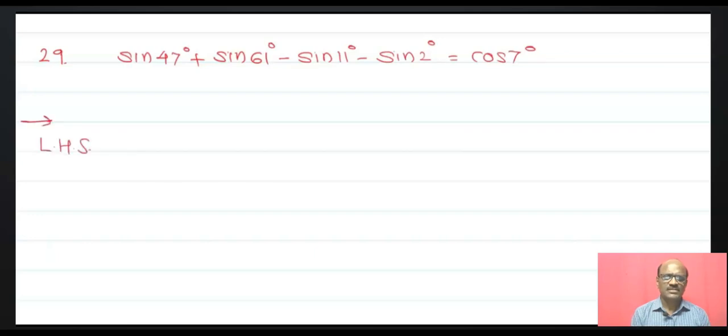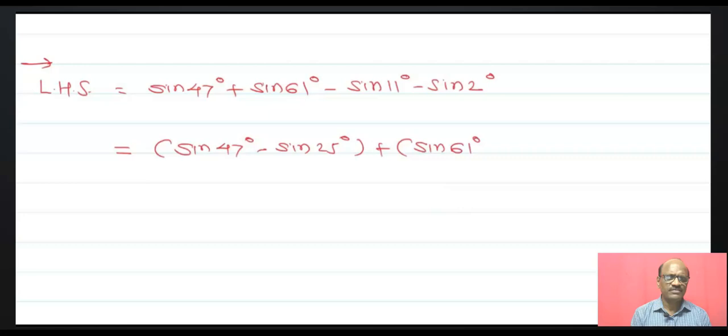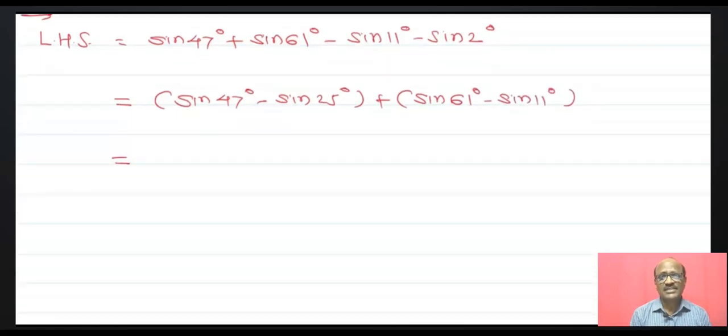Now again, this is a very important and tough example: sine of 47 plus sine of 61 minus sine of 11 degree minus sine of 25 degree. Here we will apply the formulas, that is sin c minus sin d, taking 47, 25 and 61, 11. We have to select this type of terms, and then you will get the answer.